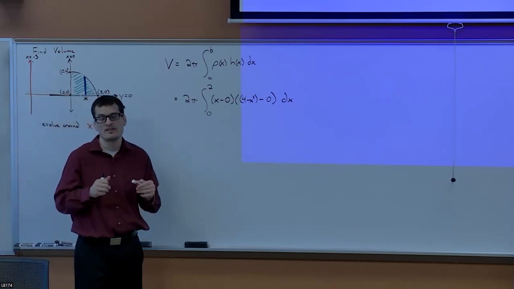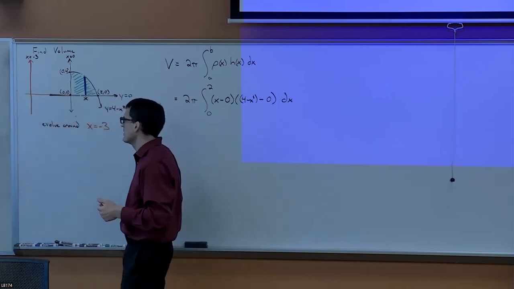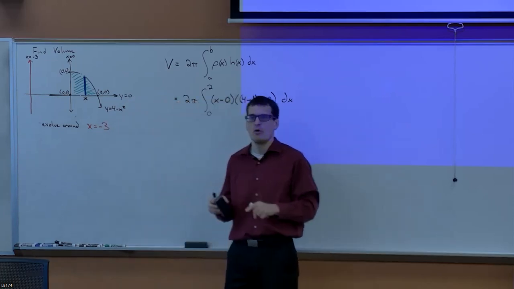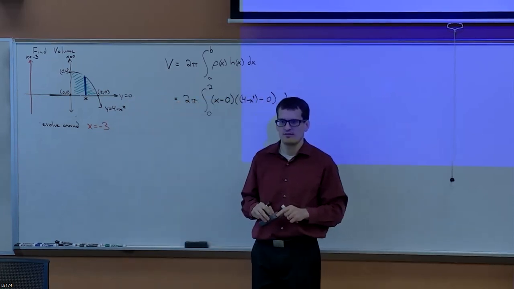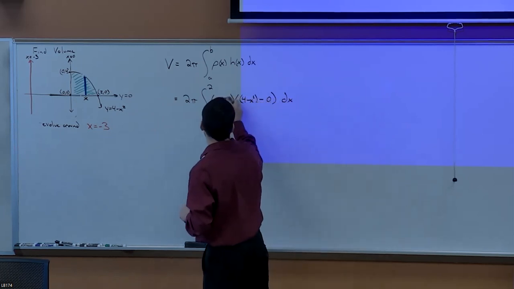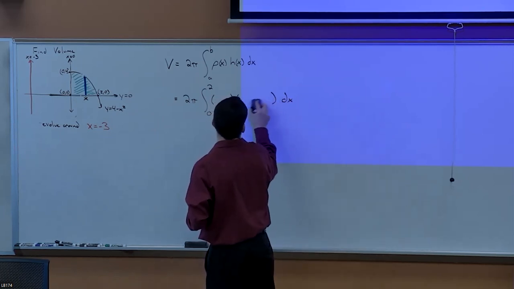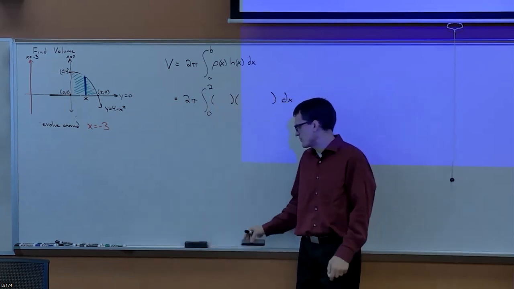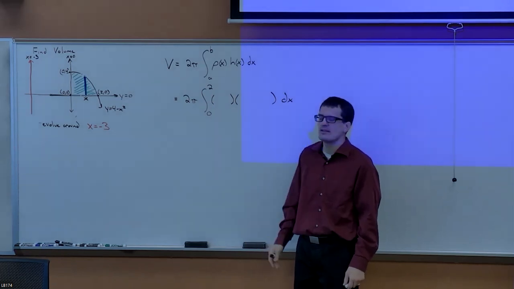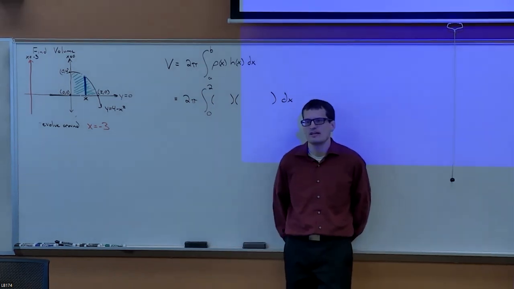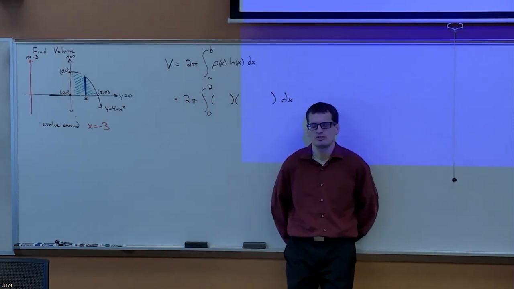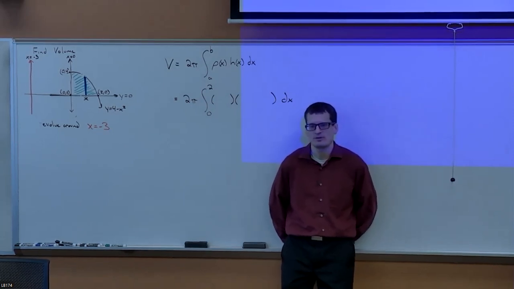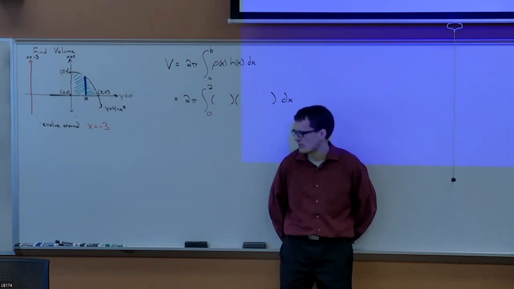Here's one of the nice things about the shell method. The shell method handles holes very nicely. Now, x equals -3 is still a vertical line. So we're going to utilize x values with the shell method. We're going to integrate with respect to x, since x equals -3 is a vertical line.